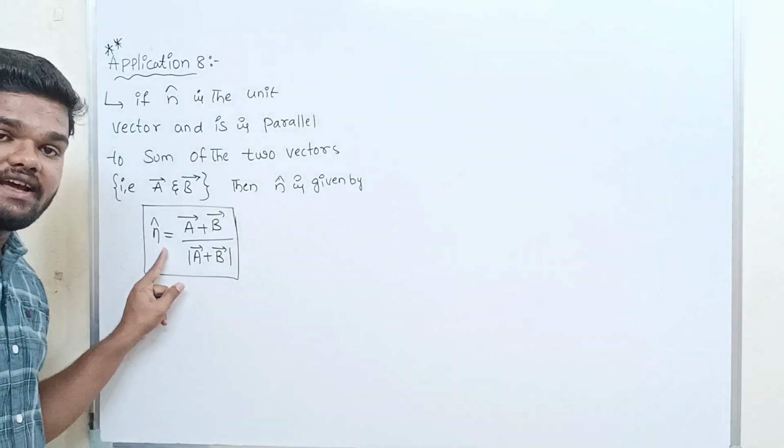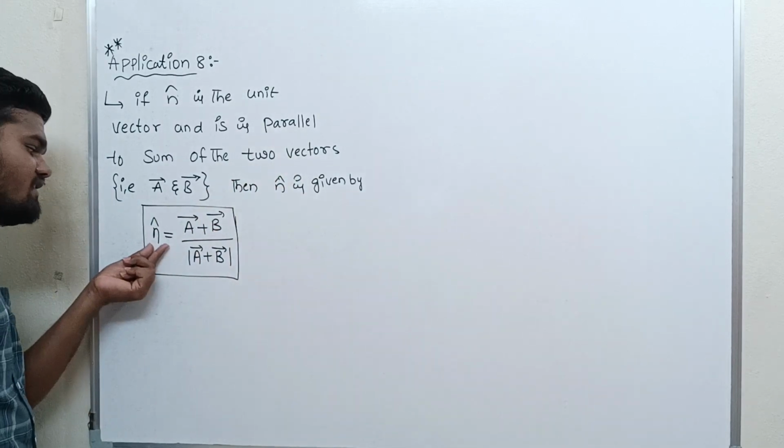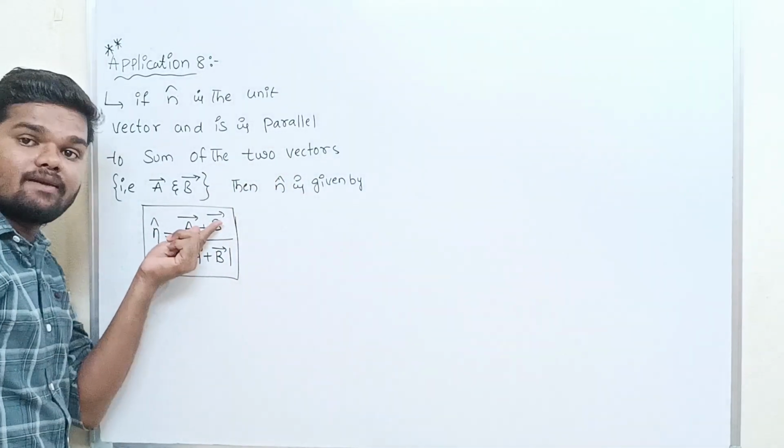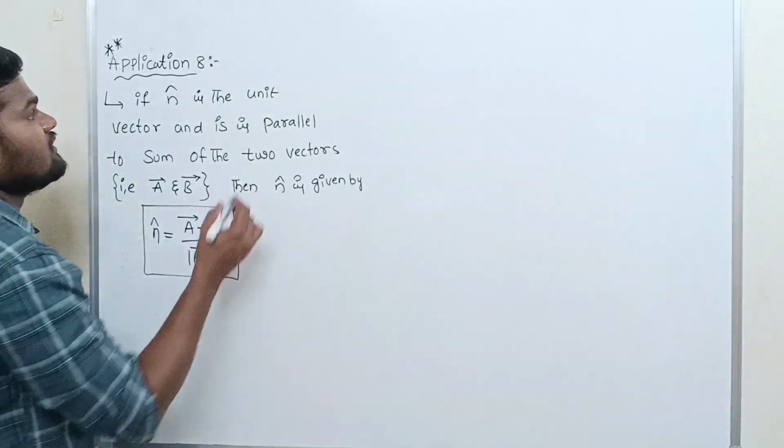So whenever the unit vector is parallel to the sum of the 2 vectors, then it is given by n cap is equals to a bar plus b bar divided by magnitude of a bar plus b bar. Okay, right.